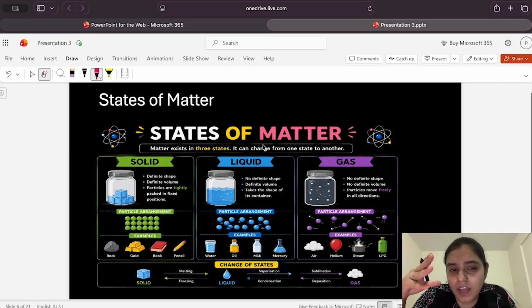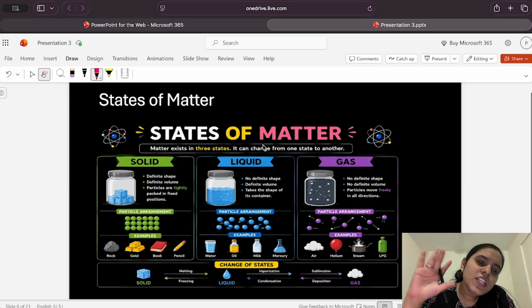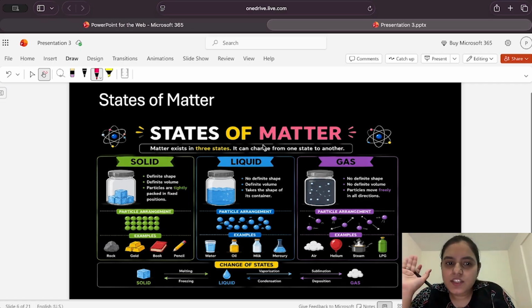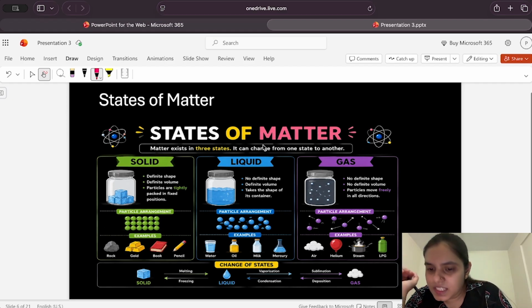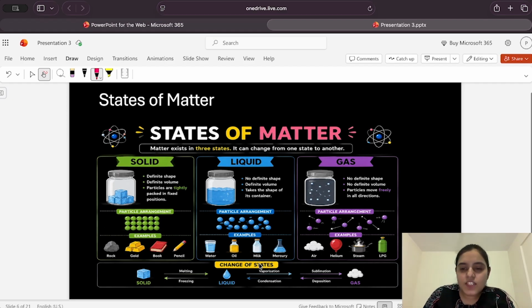These forms are called the states of matter. Mainly, there are three states of matter: solid, liquid and gas. So, let's start with the solid. Can you think of some examples?